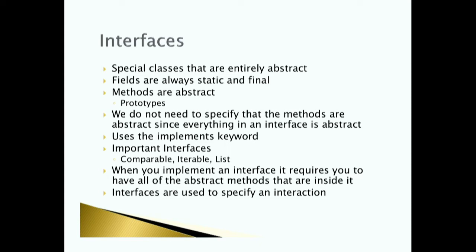But you use the implements keyword. You don't have to specify that methods are abstract since everything in interfaces is abstract. It's just implicitly known. Some important interfaces are Comparable, Iterable, List. I wouldn't worry about knowing the ins and outs of Iterable and List. I would definitely know how to use Comparable, and we have an example with that later. And when you implement an interface, it requires everything that I've already said.